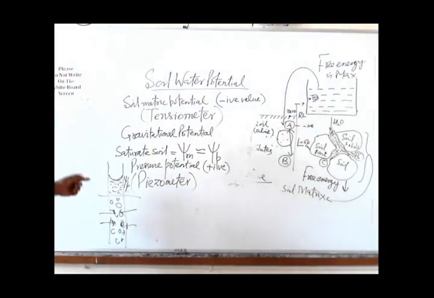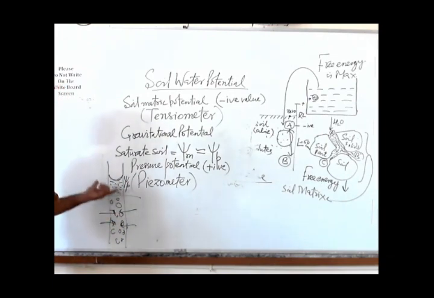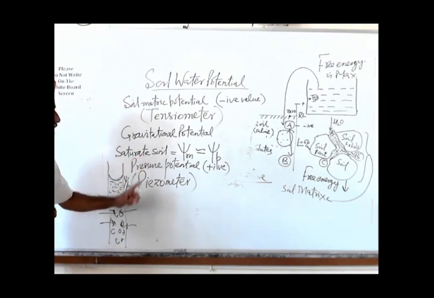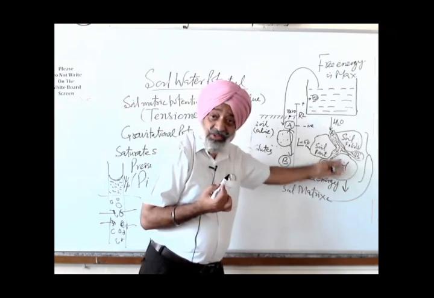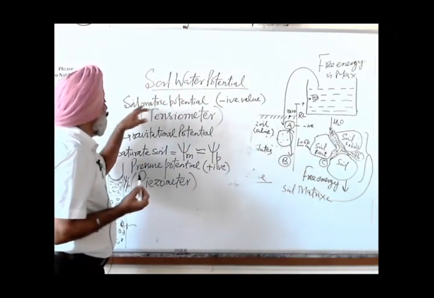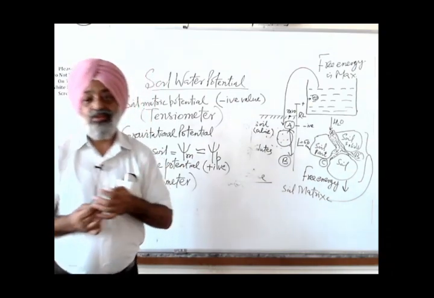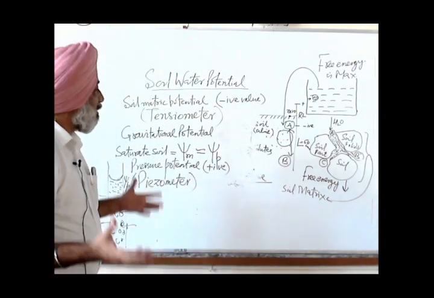Based on this, we install tube wells. The concept of a tube well is based on positive pressure potential in a saturated soil. But when it is unsaturated soil, then it is always soil matric potential. So this is the concept of soil matric potential. I hope it is clear. You can watch this repeatedly.